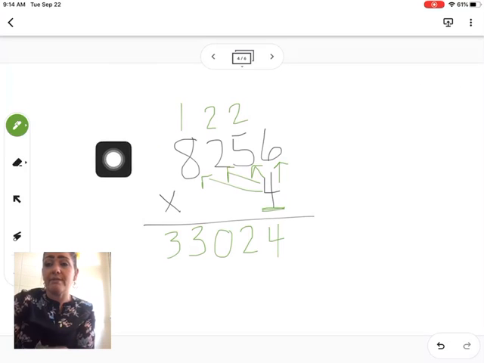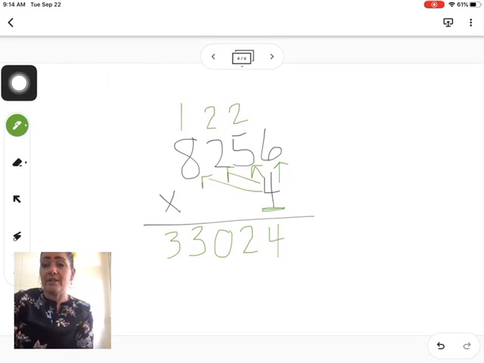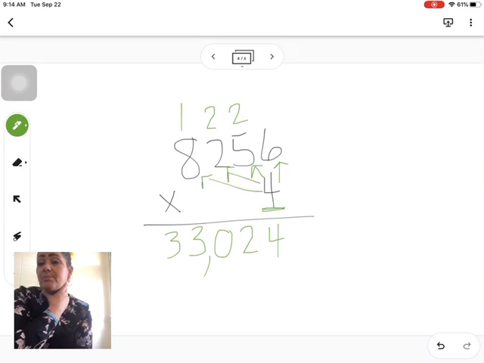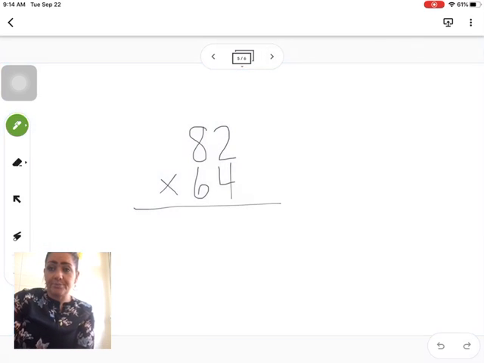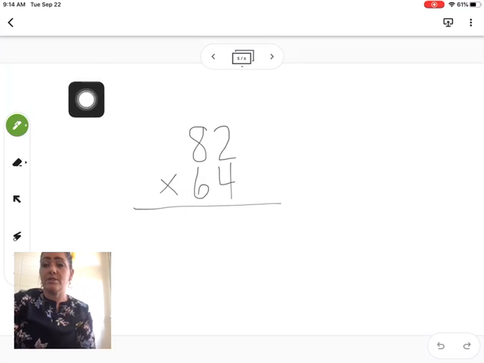And because I don't have any numbers on the top number, I'm going to put the answer in the product, in the answer. All right, now let's look at a 2-digit by 2-digit. Don't worry, we're going to walk you through it. Okay, so 2-digit by 2-digit.